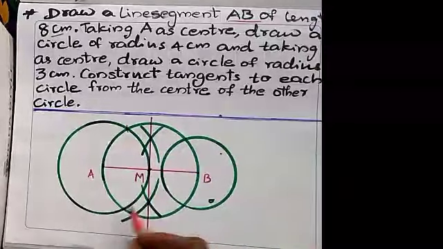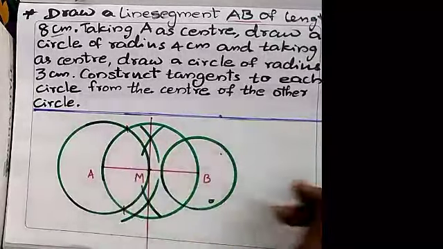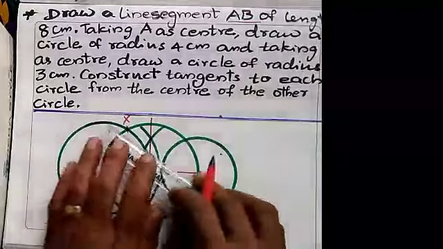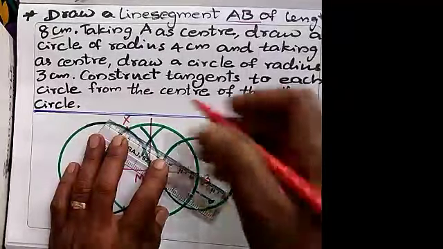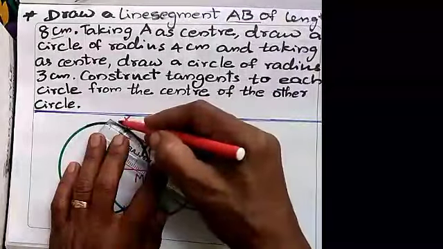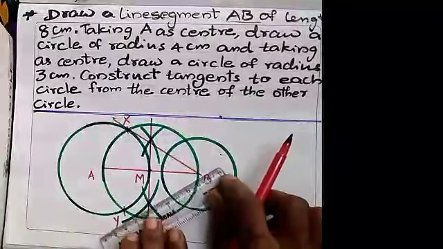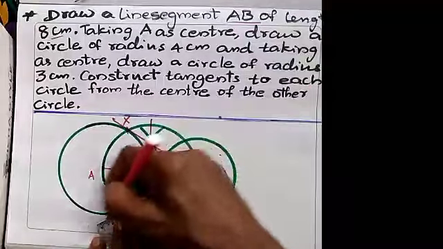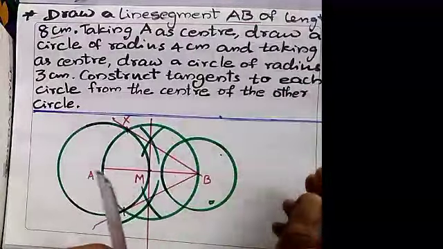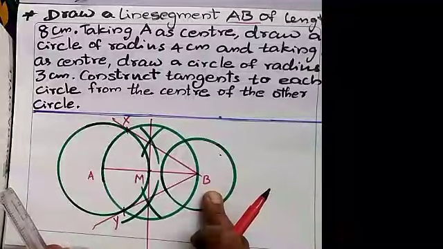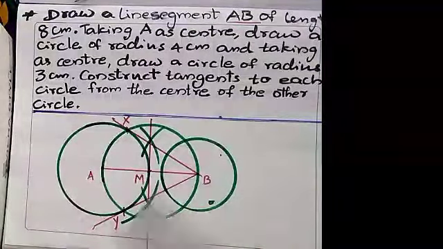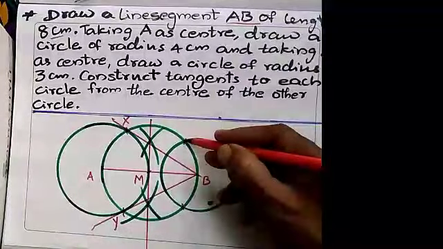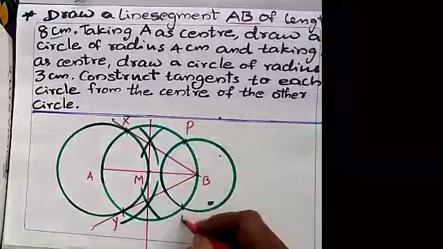Now the two points where the two circles intersect, suppose this point is X and here it is Y. Now from this B, you can join the intersecting point BX. You can see one tangent BX and the next tangent will be BY. So BX and BY are the two tangents from the point B. And here, where the smaller circle intersects, it is P and Q.